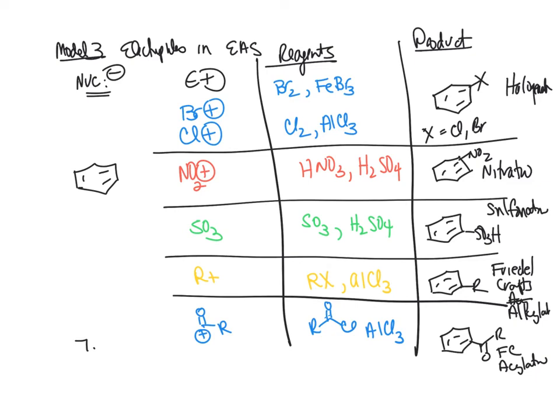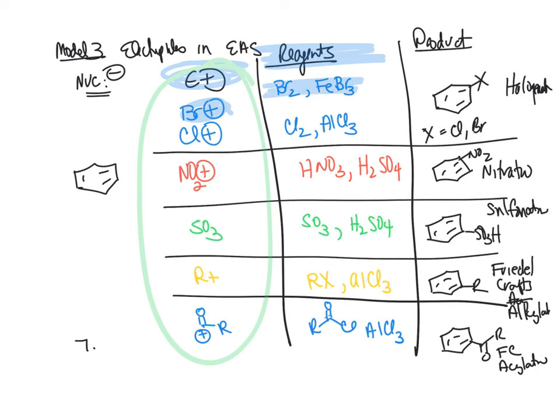7. All EAS reactions occur by the same general mechanism as outlined in Model 2. The only difference lies in the formation of the activated electrophiles. So here we have the activated electrophiles. Consider halogenation, the first entry. For bromination, what is the actual electrophile? Did you put Br+? What are the reagents used to generate the electrophile? Did you write bromine and iron 3 bromide? What is the electrophile and reagents for chlorination? You write Cl+, and then the reagents here.